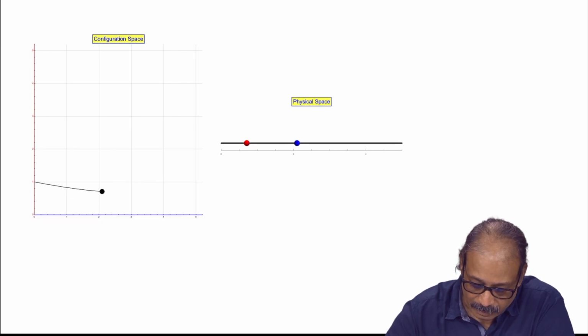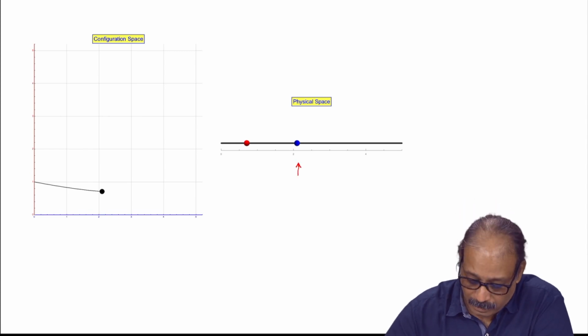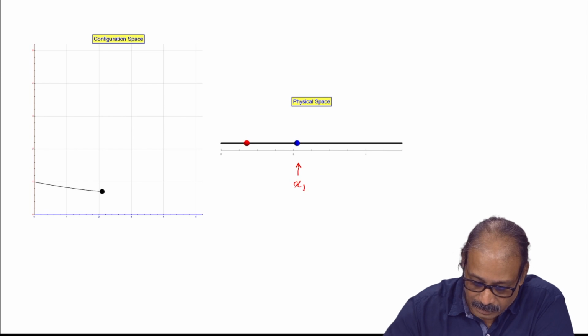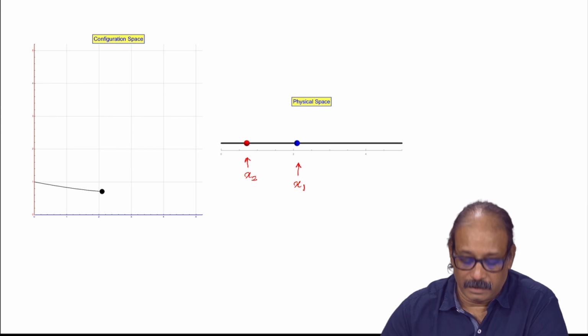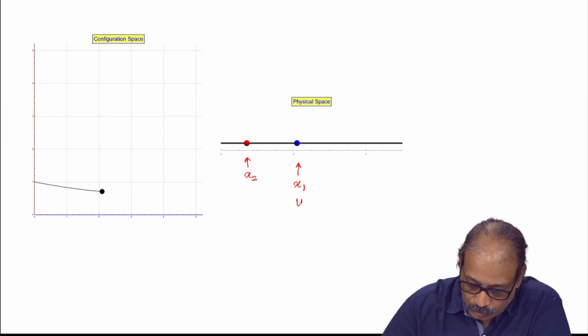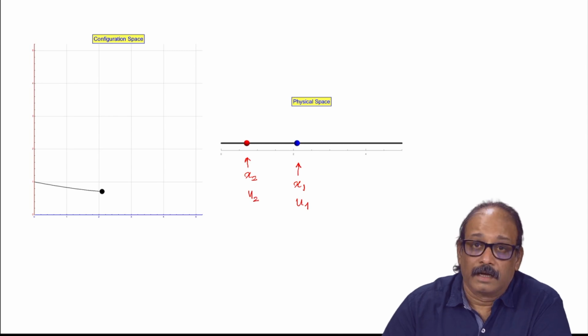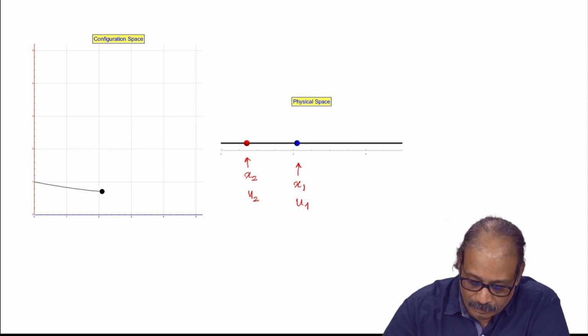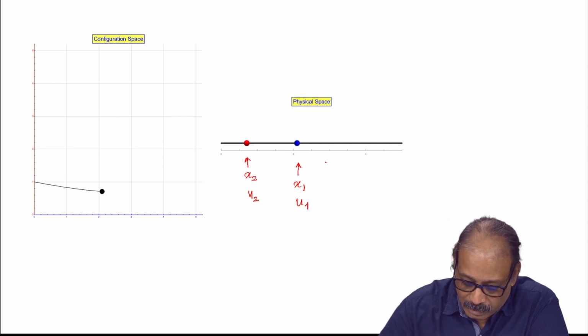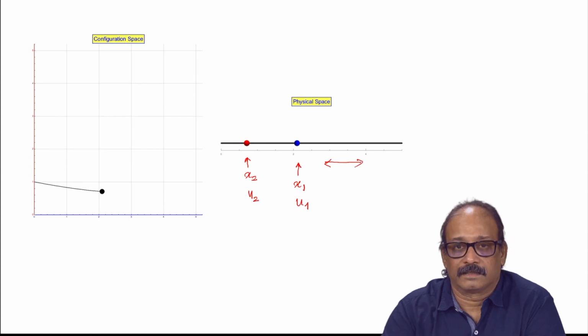There is a blue particle whose coordinate is say x1 and a red one whose coordinate is x2. And of course, in our nomenclature I will call this u1 and this u2, and they both are in a 1 dimensional physical world. So, they both are allowed to move along this line here.